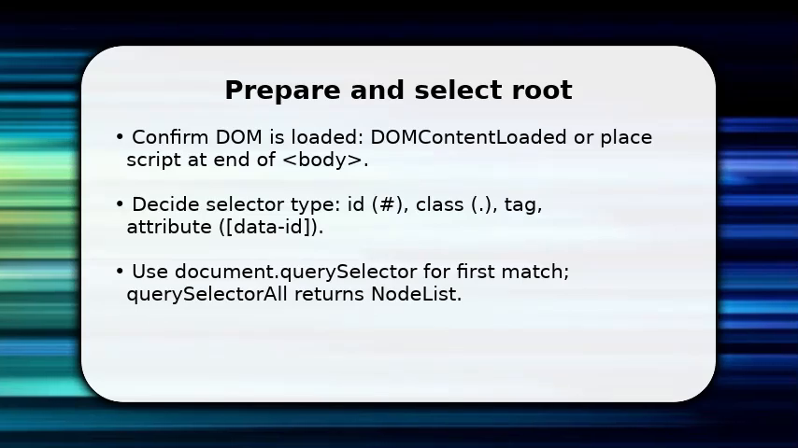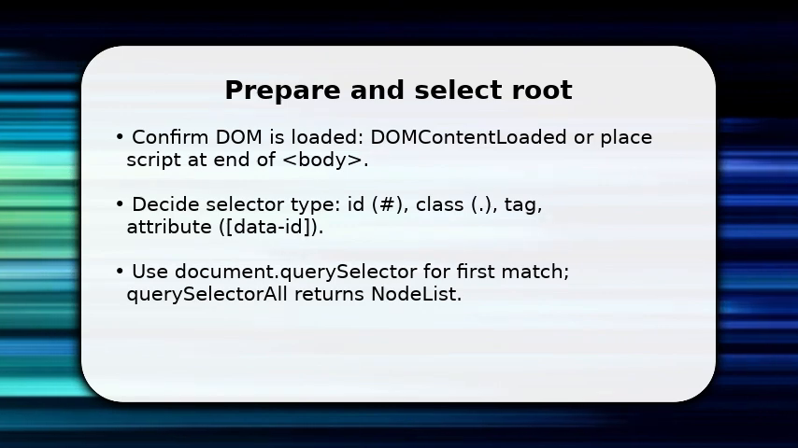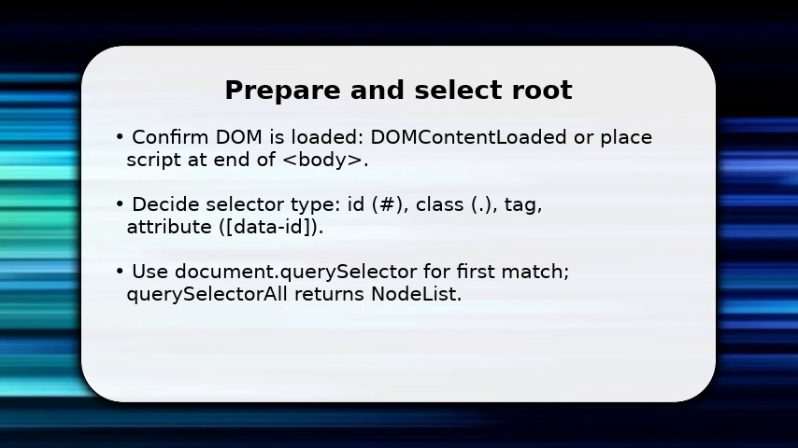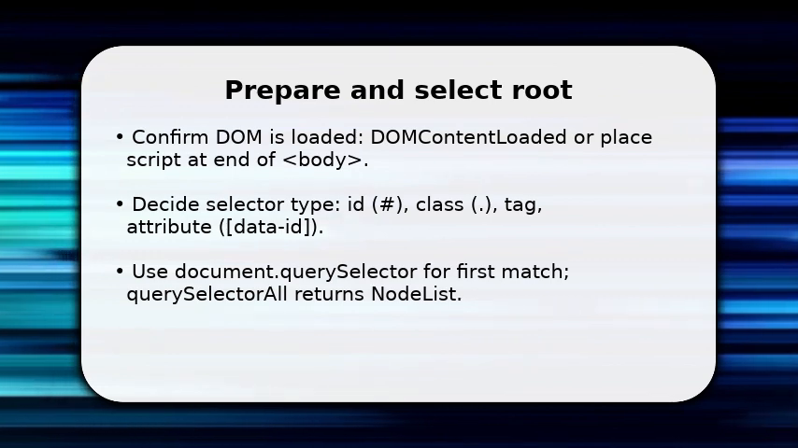Start by ensuring you operate on the live DOM. Either run code after DOMContentLoaded or put your script just before </body>. Next, pick the selector that matches the element you need: ID for single elements, class for groups, attribute selectors for data attributes. Then call document.querySelector with that selector string. This immediately returns the first matching element or null.